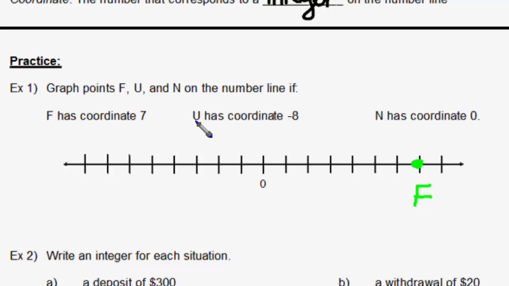And then U has a coordinate of -8. So I'm going to count all the way to -8. You could put the number here if you wanted. This is going to be the U coordinate. And then the N coordinate is going to be right at 0. Oops, you know what? I didn't put my coordinate here. It's important. And then my coordinate of 0 is going to be right on 0, and it's going to be called N.